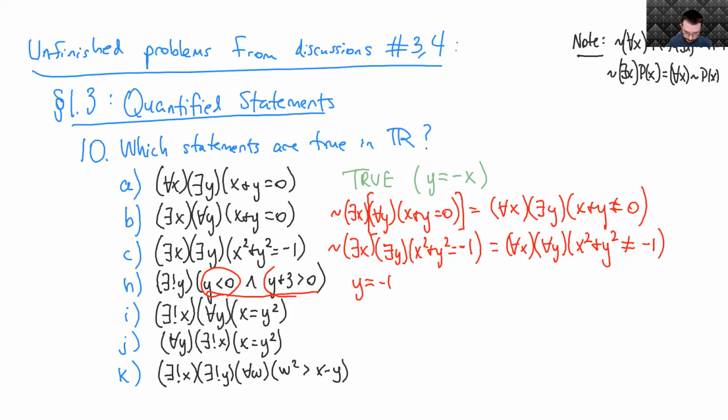Does -1 satisfy the second condition? Well, yeah, -1 plus 3 is positive, so it's greater than 0. Cool, okay, so this works. So that satisfies that first condition, that there exists some number that satisfies the condition. Now I have to show it's the only number.